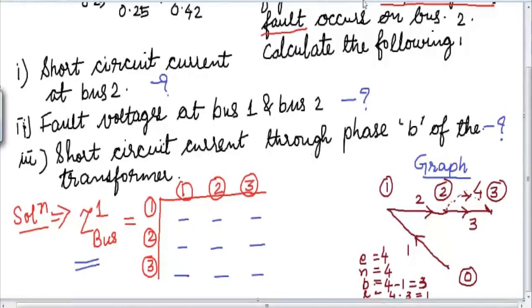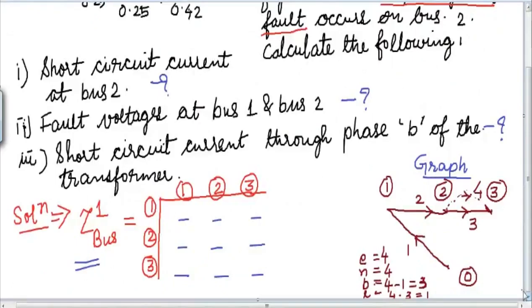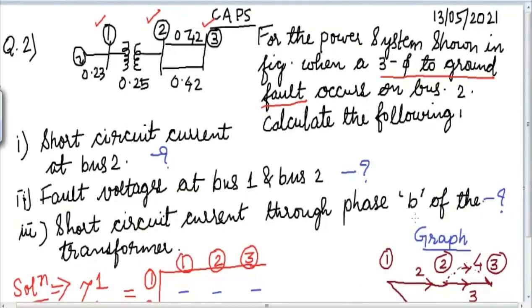Now we have to write the values of the self impedances that is given in the numerical. So we will see from generator to 1 the value is 0.23. So we will put here 0.23 because we will require all these values to solve the problem. Then 1 to 2 it is 0.25. So I will write here 0.25.